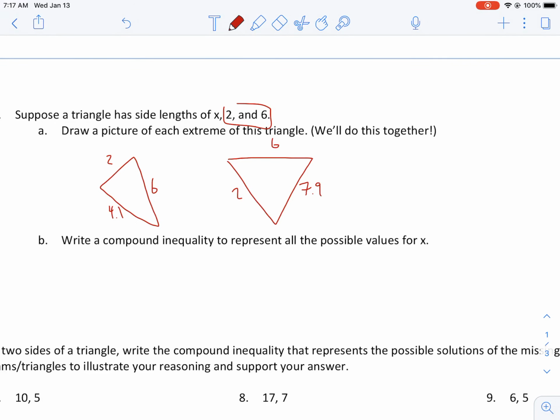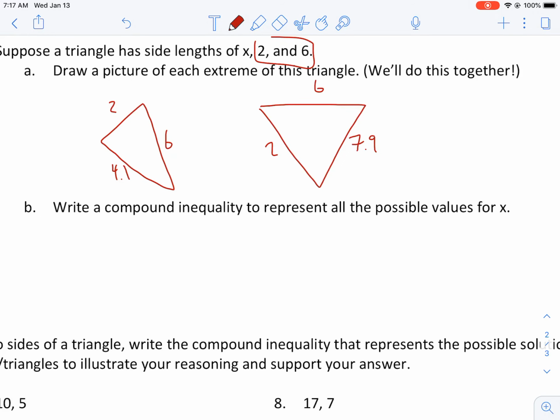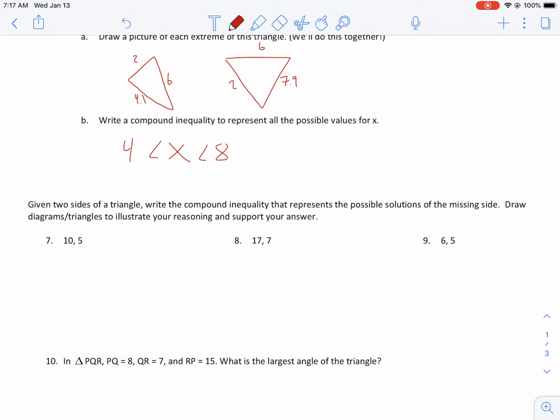So that's why we can write inequalities, right? Write a compound inequality to represent all the possible values for x. So we know it has to be bigger than 4, right? So it has to be greater than 4. That's our greater than sign. But it also has to be less than 8, right? So we're looking at the 2 extremes, not or equal to, just greater than. So 4.000001, but there could be another 0 in there. So you can kind of do that. Just kind of look at the smallest and the biggest.